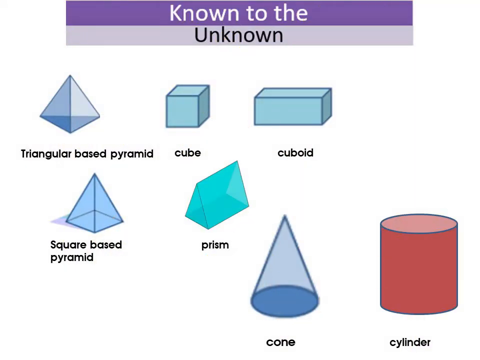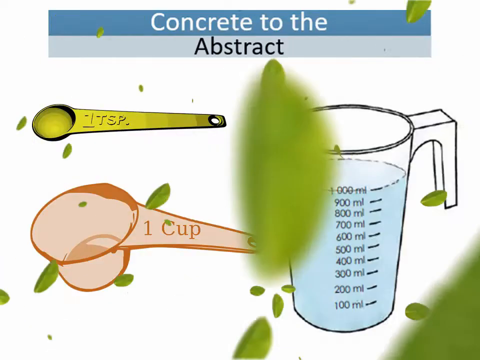Learners should also be able to tell you the names of the different 3D objects that they learnt about earlier in the year, for example, pyramids, cubes, cuboids, cones and cylinders. Once you have revised the basics of one-dimensional, two-dimensional and three-dimensional objects, you can then move on to a more in-depth discussion of capacity and volume.